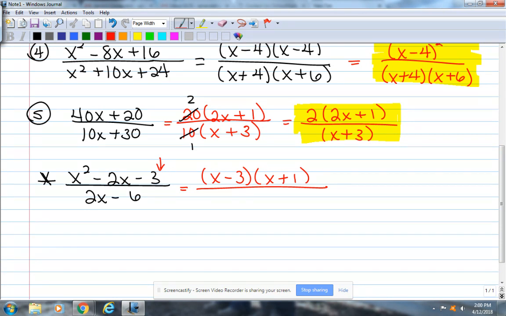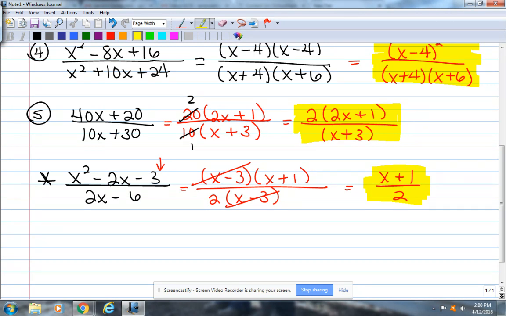All right, and then the denominator is a GCF. So what's the GCF between 2 and 6? 2. Oh, that's nice because what can cancel out? The x minus 3 with the x minus 3. I'm left with an x plus 1 over 2. That's all we can do. So any questions about that?